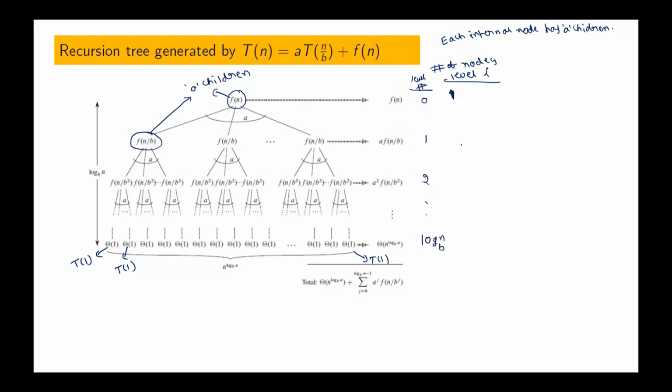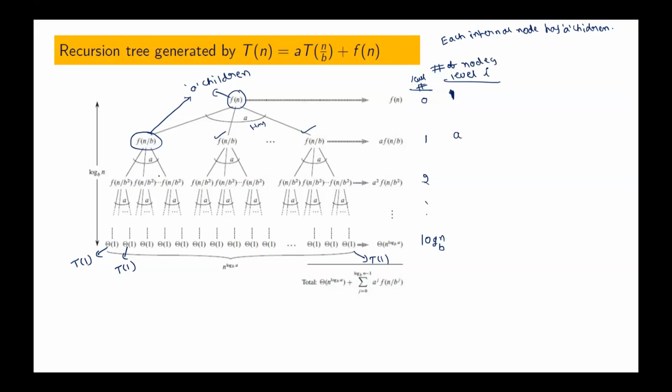Correct. Now, how many nodes are there at level 0? 1 node. How many nodes are there at level 1? A nodes. We have not explicitly drawn them, but it is a times. So a power l for each level. That means a nodes.